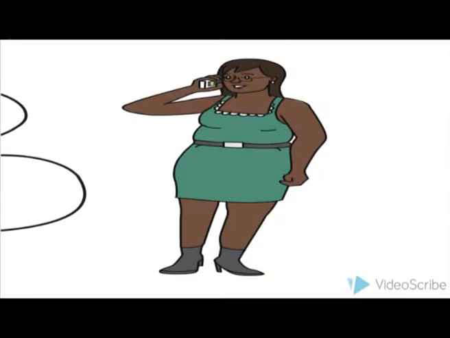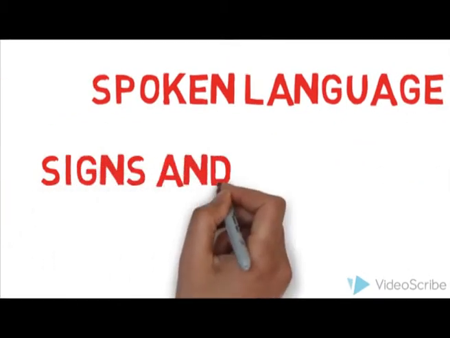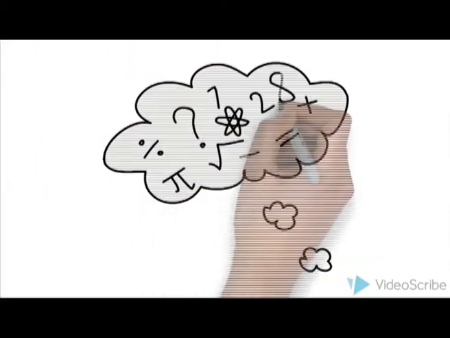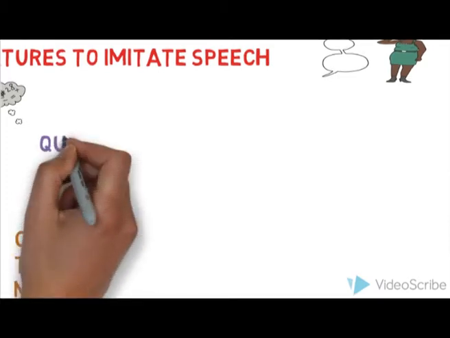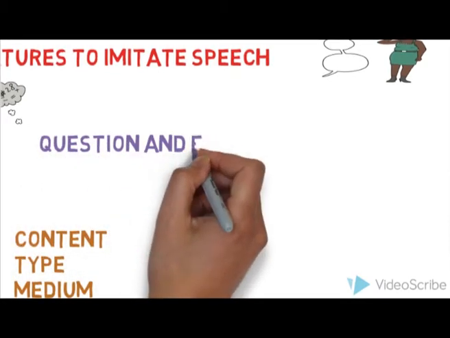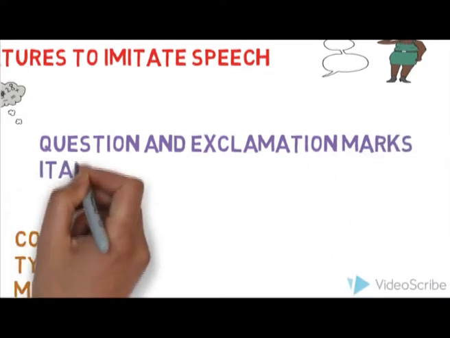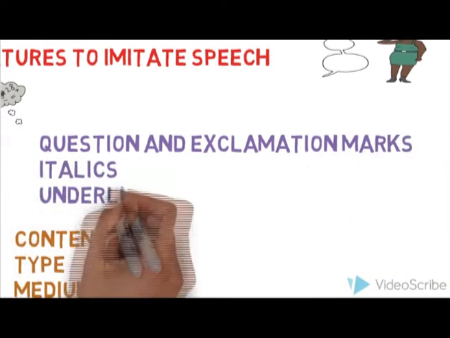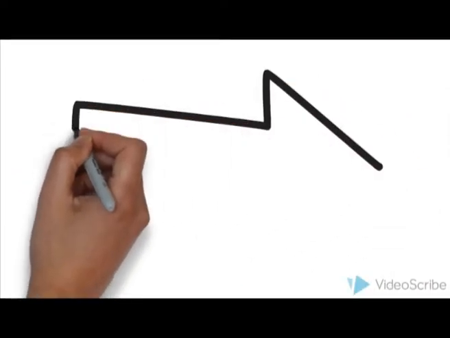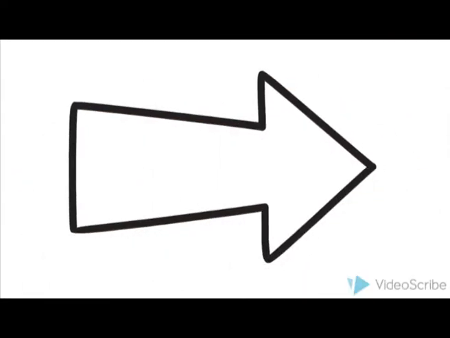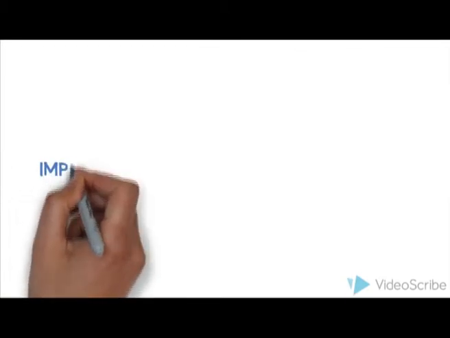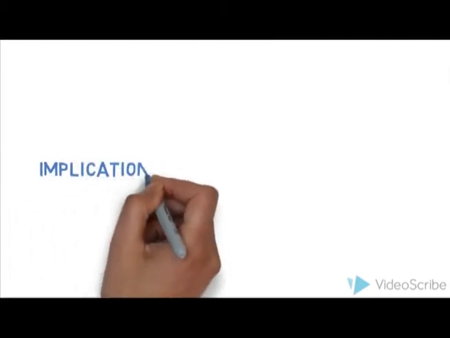And writing also has signs and symbols, for example, question marks and exclamation marks. We can also use italics or underlining to make something stand out. And since writers do not have a lot of paralinguistic devices to use, there is a need to be absolutely clear and unambiguous.